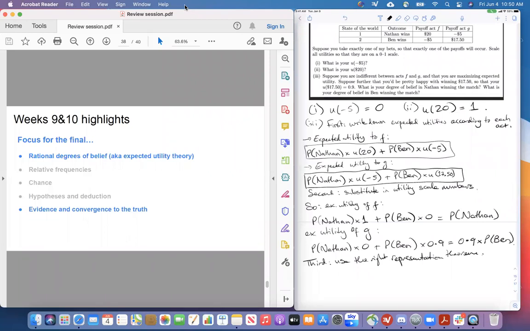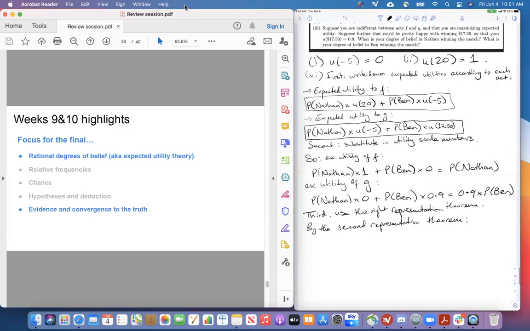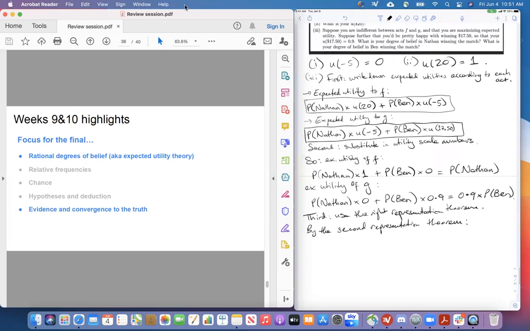That was the second representation theorem. Here we are reasoning under uncertainty, so we are going to use the second representation theorem. And you would say something like, by the second representation theorem, what does it say about my preferences between F and G? Up at the top there, it says, suppose you're indifferent between them. You prefer them exactly the same. So you prefer F and G equally.